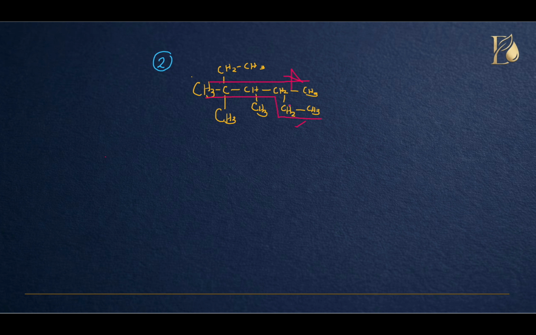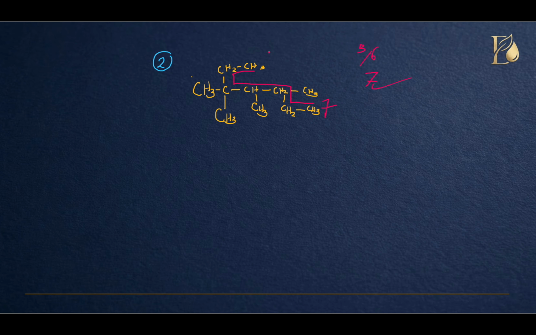This is not the parent chain. And is there any other possibility? 1, 2, 3, 4. See, there is one ethyl group attached to this carbon atom, so we can check in that way. Is it possible or not? If we take this way, how many carbon atoms will be there? 1, 2, 3, 4, 5, 6, 7. 7 carbon atoms will be there, right? So this is the parent chain. So which is our parent chain? This is our parent chain.